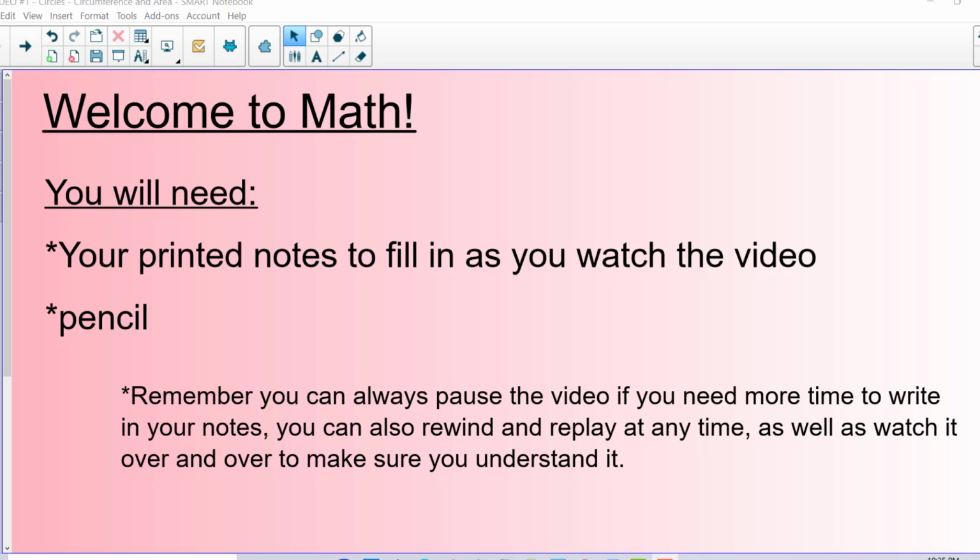Make sure you have your notes in front of you and something to write with so you can follow along and write your notes as you watch the video. Pause the video if you need to catch up with your notes, and also make sure you're going back to rewind the video for any parts that you need to watch again to make sure you fully understand.